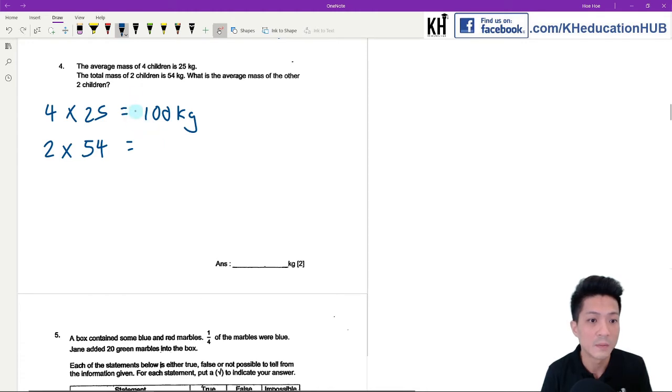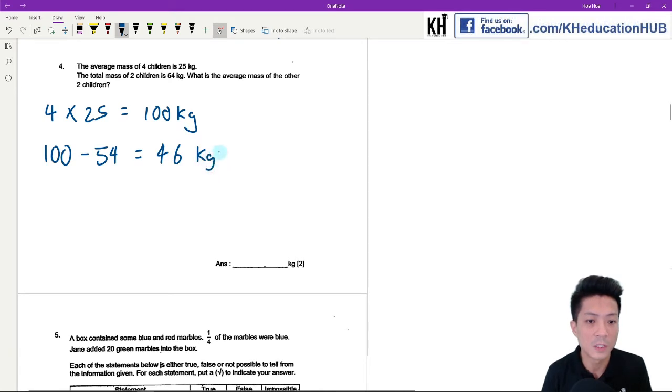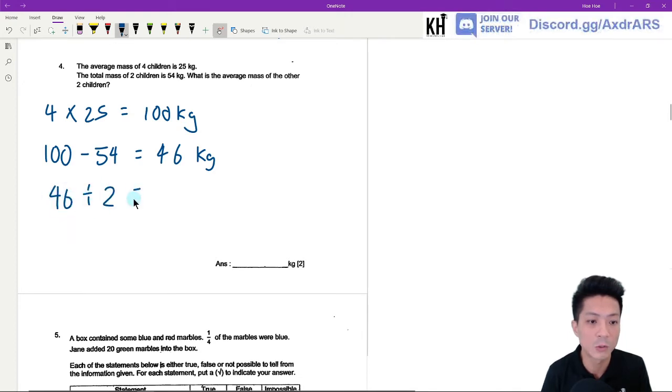Oops, sorry. The total mass of the 2 children is 54 kg, which means that now I need to use the total of the 4 children minus the total of those 2. Okay, this 46 kg is the total of the other 2 children. What's the average mass of the other 2 children? So 46 divided by 2 will give me 23.